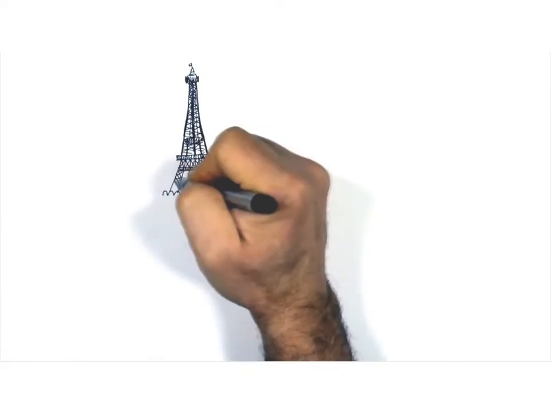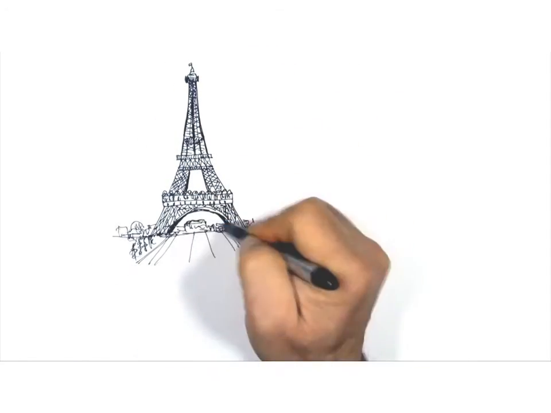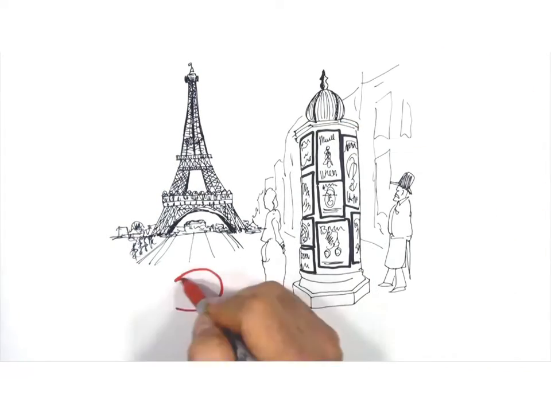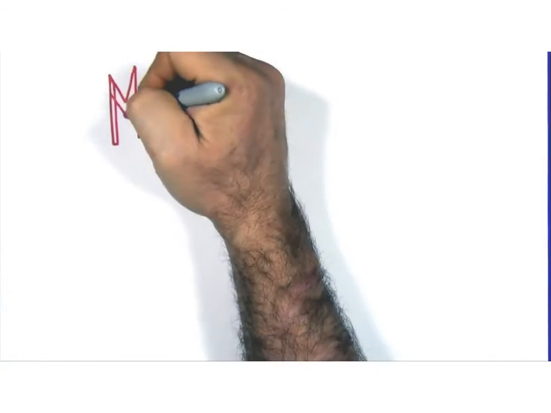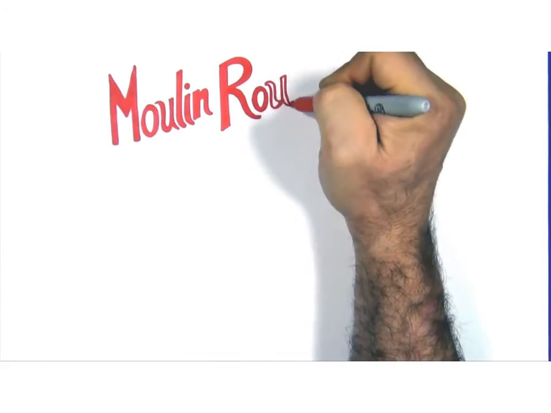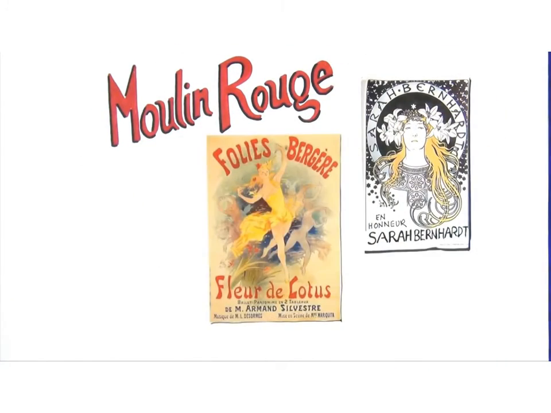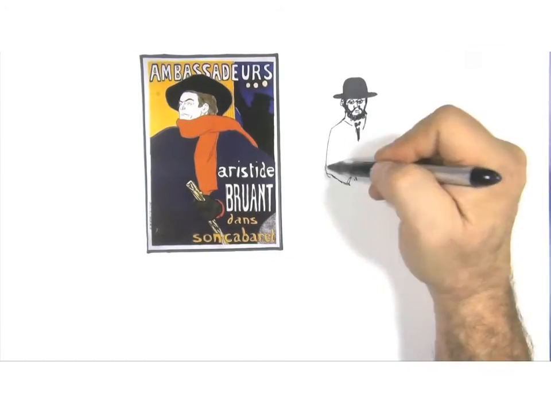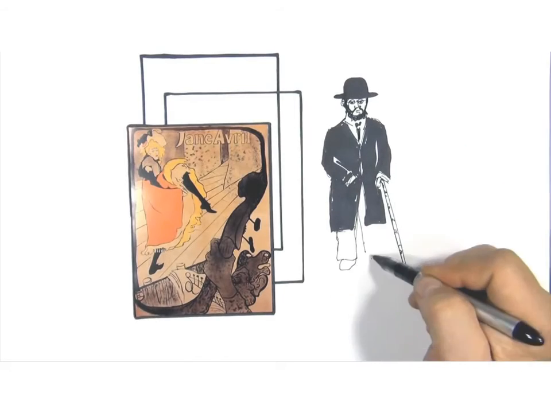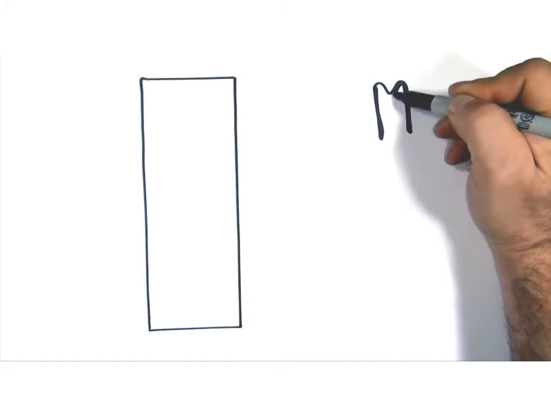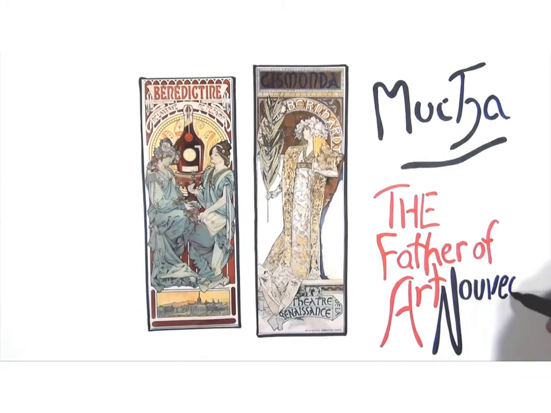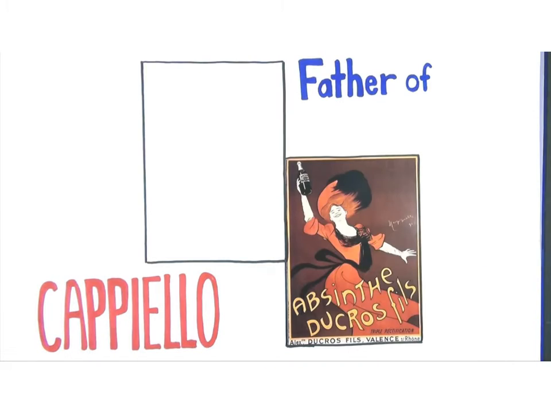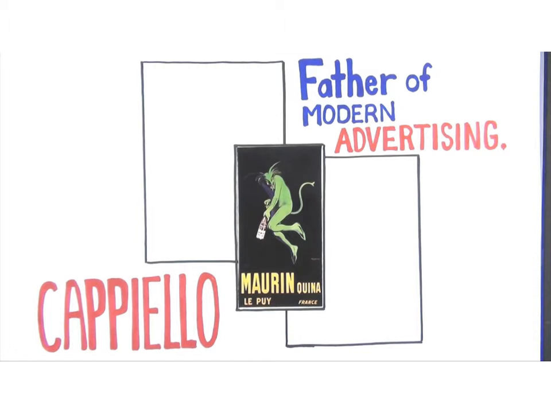He perfected color lithography, and his designs were seen all over Paris, which was then the center of the art universe. This was Paris at the time of the Moulin Rouge and the Folies Bergère, of the divine Sarah Bernhardt and the alluring Yvette Guilbert, of the great artists Henri de Toulouse-Lautrec, the most famous artist of the era, and Alphonse Mucha, the father of Art Nouveau, and later Cappiello, the father of modern advertising, each creating poster masterpieces.